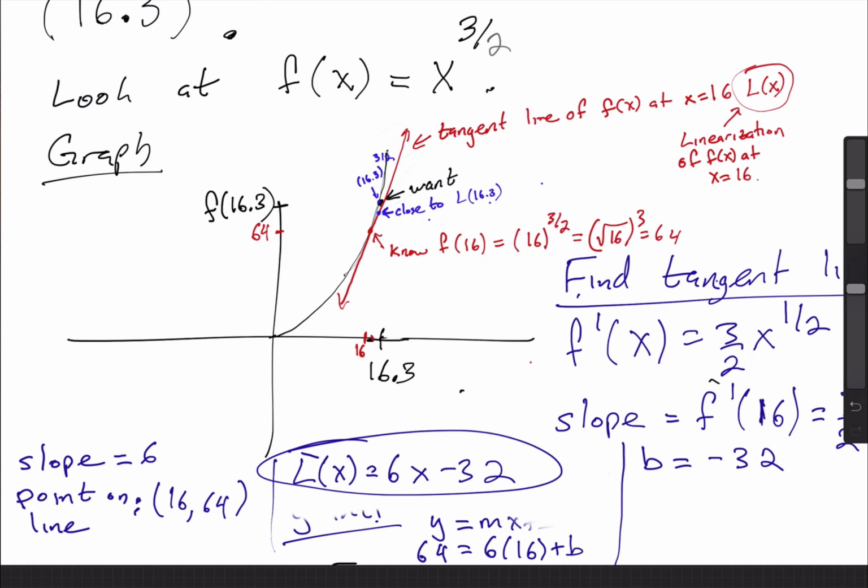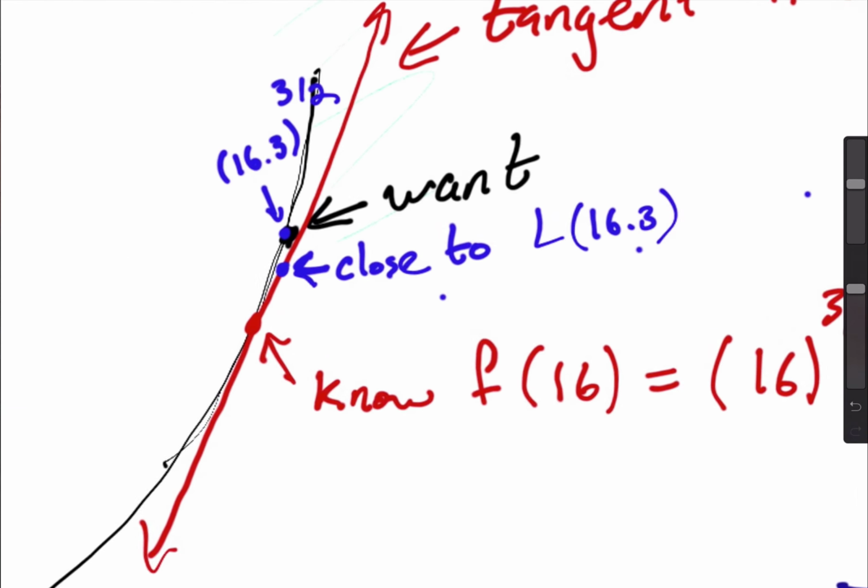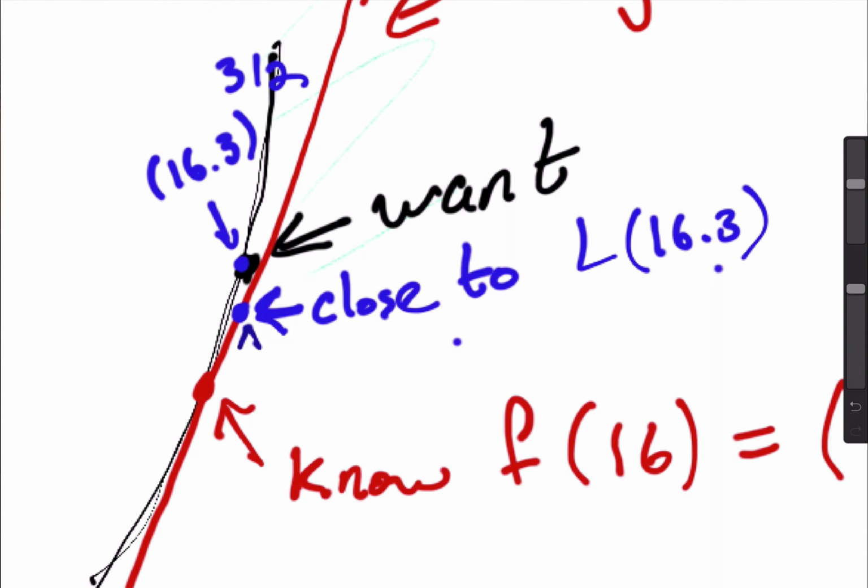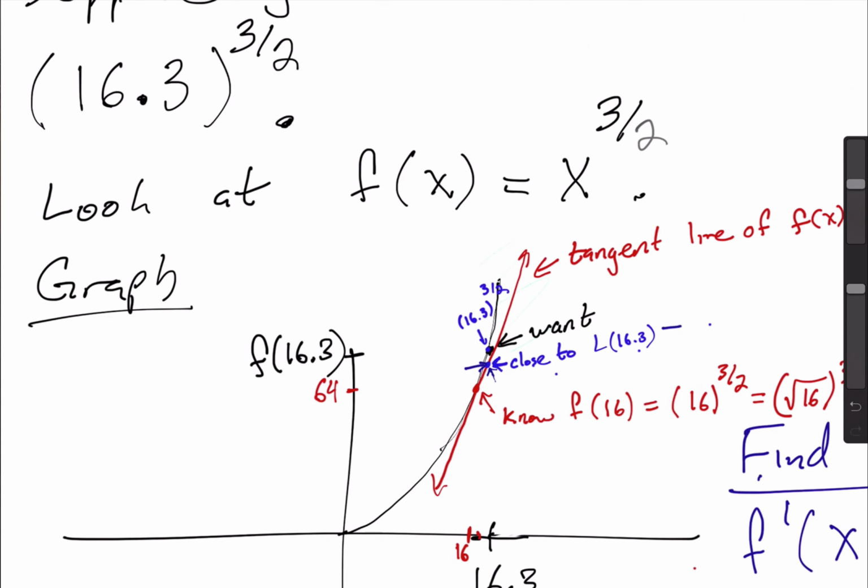Okay, so then what do we do? We're trying to figure out what this point right here is, the one that's close to it, right? That's our approximation. So then what are we going to do if we're looking for that point right there? Plug in the hard point, 16.3, not into the function this time, I plug it into the tangent line, right? So this is going to be equal to 6 times x, which is 16.3, right? Minus 32.